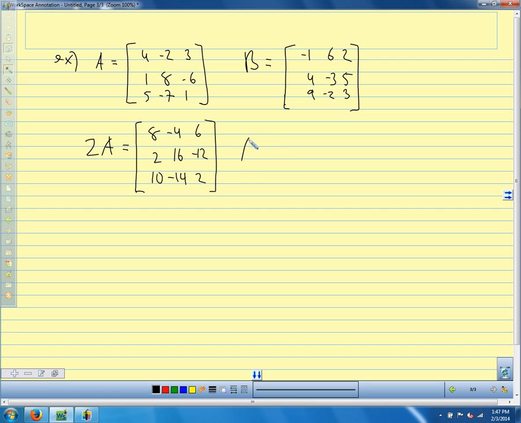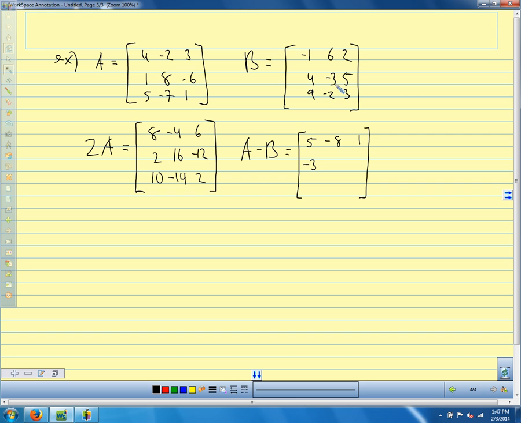Next, A minus B. We could do the opposite of B, negative B, or we can just think of subtracting. It gives us the same thing. So we're just going to subtract corresponding elements. 4 minus negative 1 is 5. Negative 2 minus 6 is negative 8. 3 minus 2 is 1. 1 minus 4, negative 3.